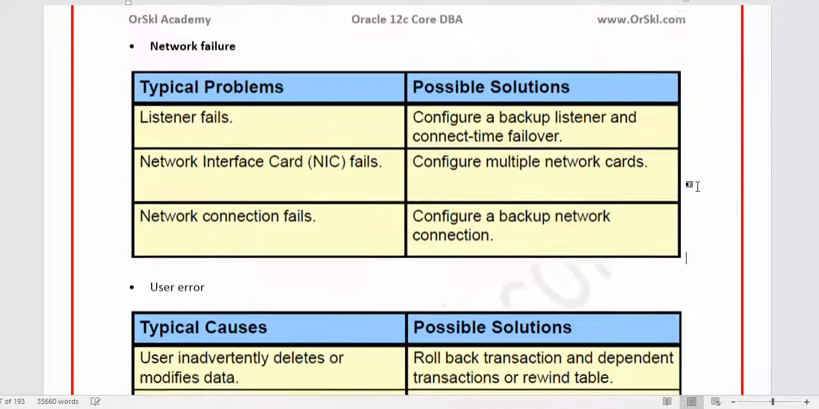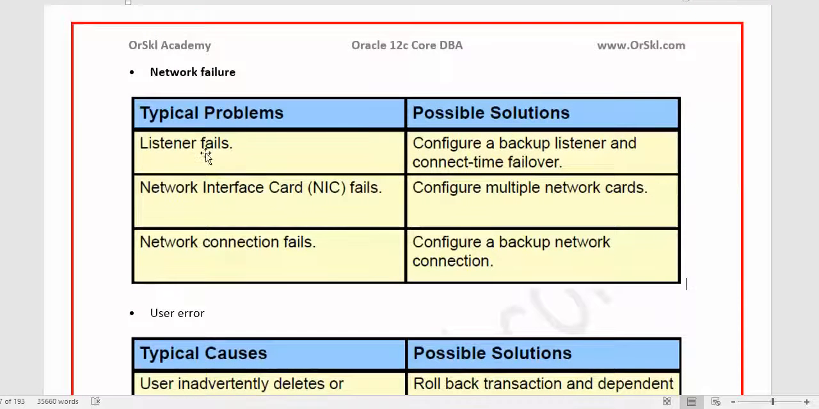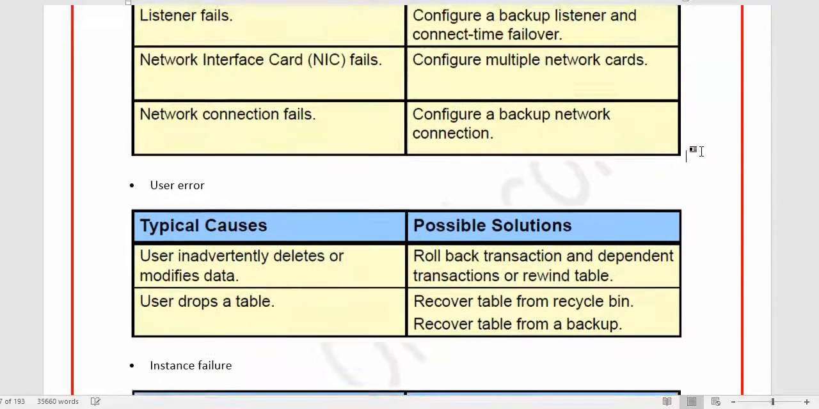You don't need to worry about network failures. The only thing you have to worry about regarding network failures is the listeners. Okay, and also port numbers. The port numbers on which listeners listen should be open.